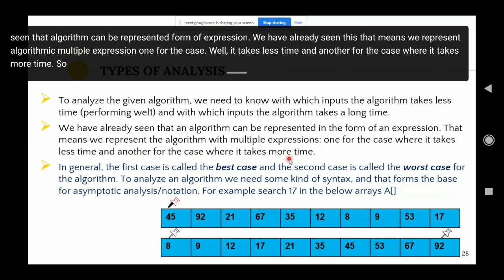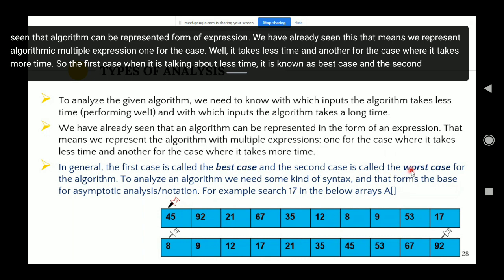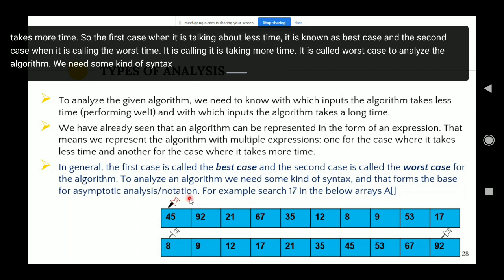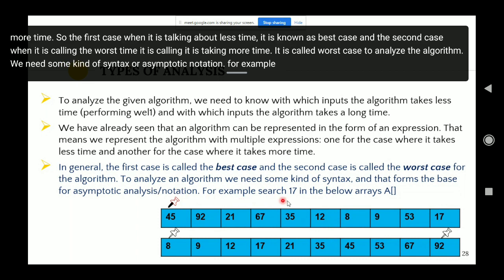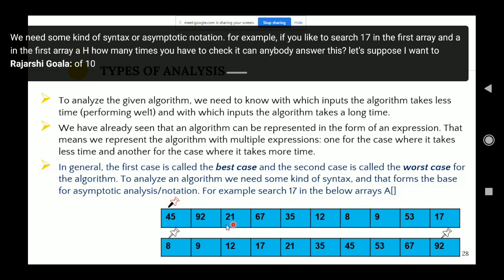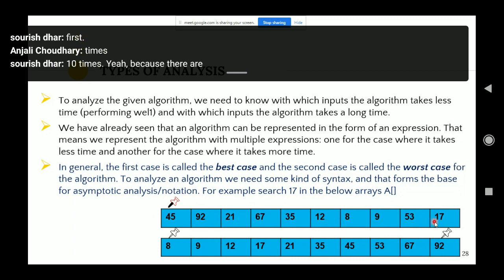The first case, when it takes less time, is known as the best case. And the second case, when it takes more time, is called the worst case. To analyze the algorithm, we need some kind of syntax, or asymptotic notation. For example, if you like to search 17 in the first array, array A, how many times do you have to check? Can anybody answer this? Let's suppose I check it 10 times, yes, because there are totally 10 elements.